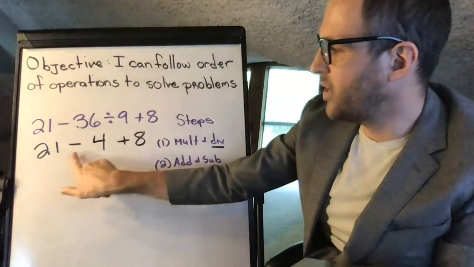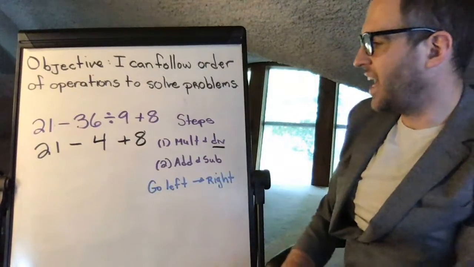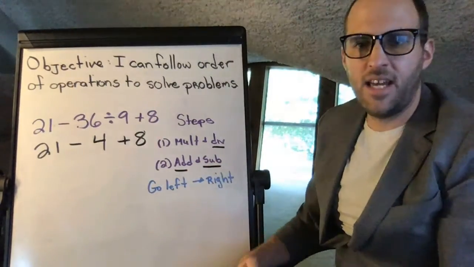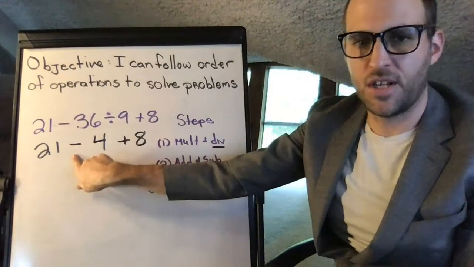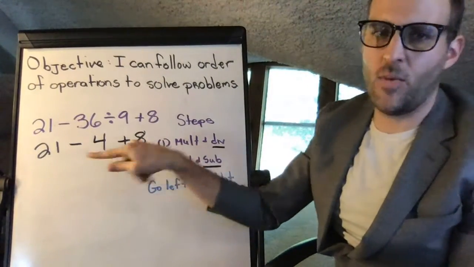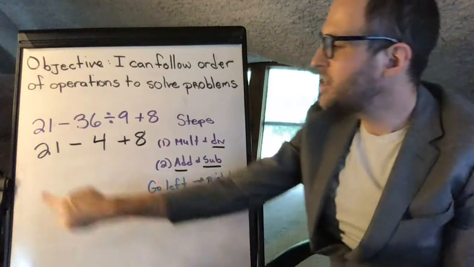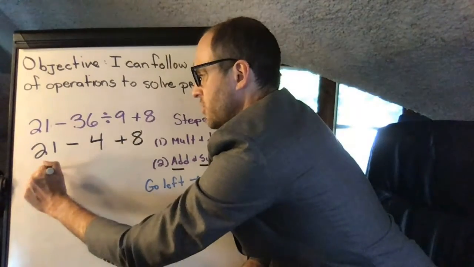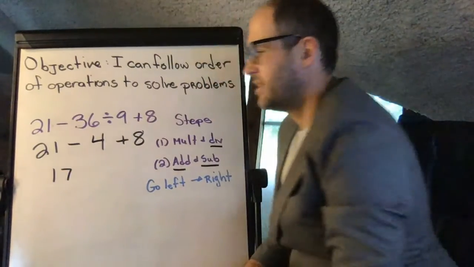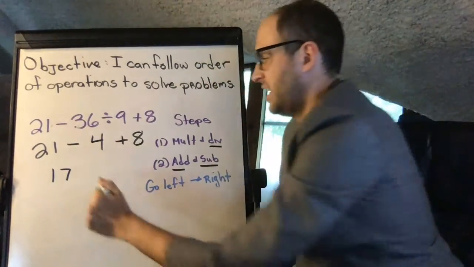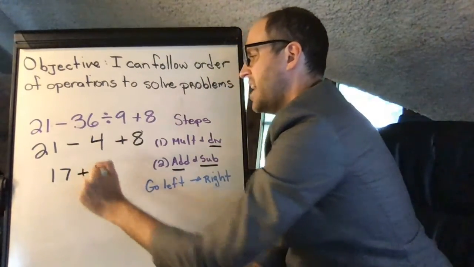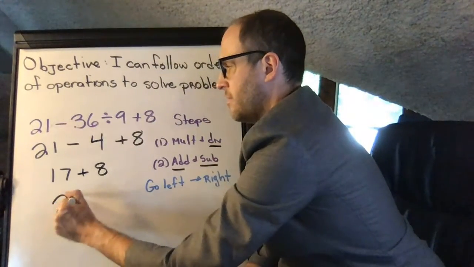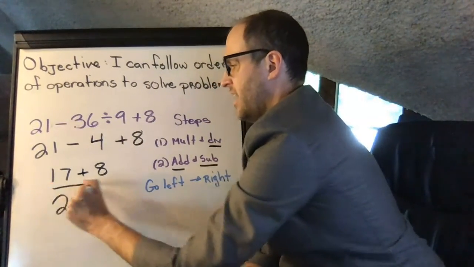And now we have 21 minus 4 plus 8. So again, we have one adding and one subtracting, but here the subtraction comes first. We can't do the adding. We have to go left to right. So you have to subtract the 21 minus 4. That gets you 17. 17 plus the 8. Now when I add 17 plus 8, I get 25.